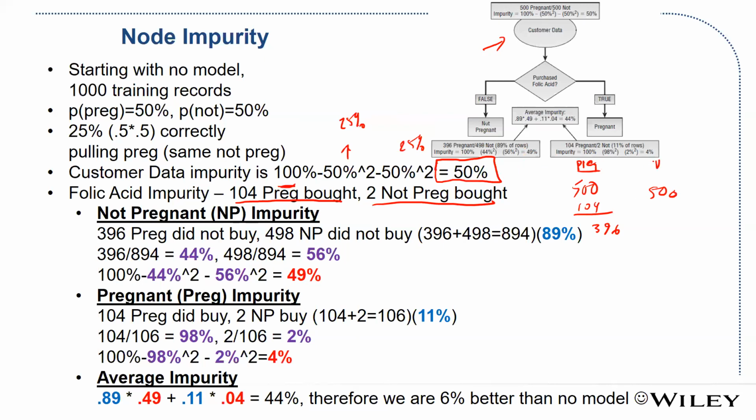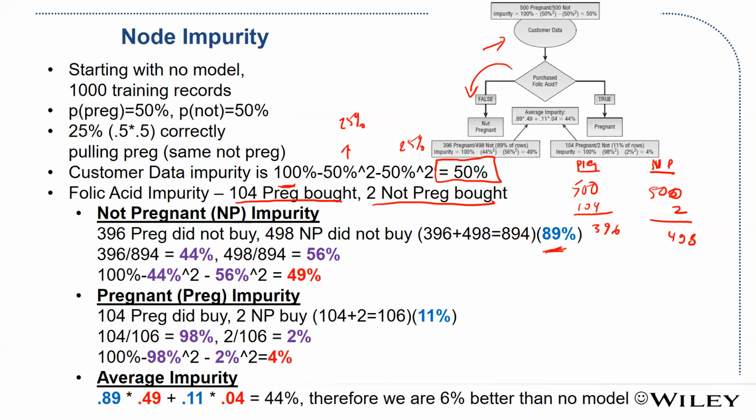This is going to be our not pregnant. And if we have 500 minus 2, because 2 of our not pregnants bought, then that leaves us with what? 498. Okay? So overall then, if we took 396, and if we added 498, that's going to give us 894, or roughly 89%. Okay? So that's going to be this not pregnant side over here.